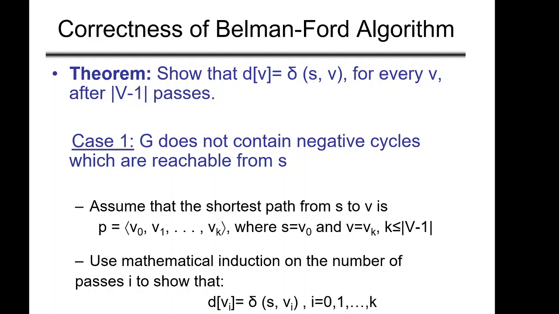The theorem that we state is that we have to show that D of V is equal to the shortest path weight from S to V for every vertex after V minus 1 passes. Okay, this is what we have to prove, right? Why do we have to prove this? Because in our algorithm we say that we will run the loop for V minus 1 times over all the edges, and after that, you get the shortest path at every node. Okay, so let's prove this.